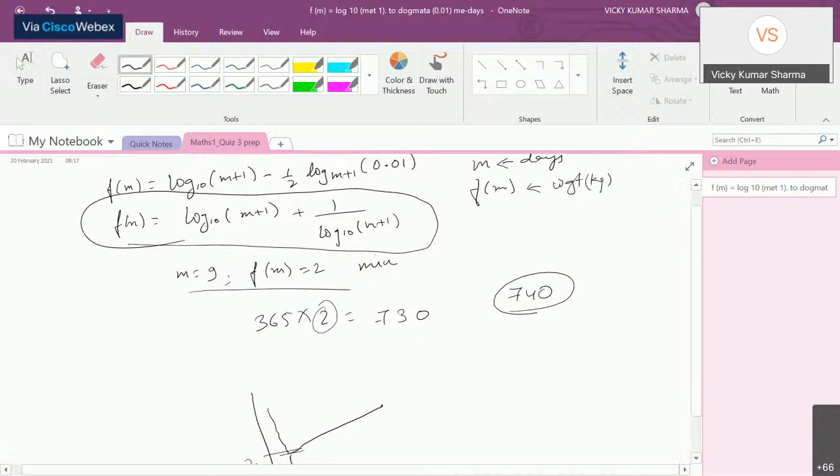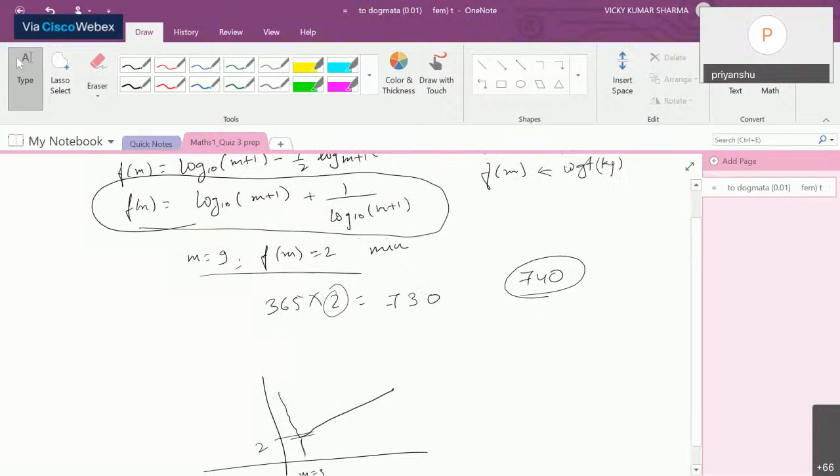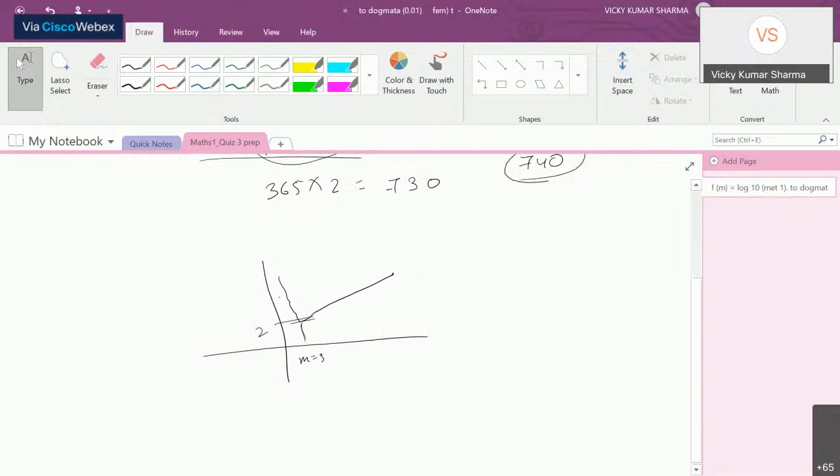Sir, how did you get 2 there? How did we get this 2 here? So basically, we got the minimum value. Now if this is the graph for that above thing, this is the minimum value. So for m equal to 9, on the 9th day, the minimum value was 2 kg. But it is never going to be lesser than this, right? Throughout the year, the value is never going to be lesser than 2, isn't it?